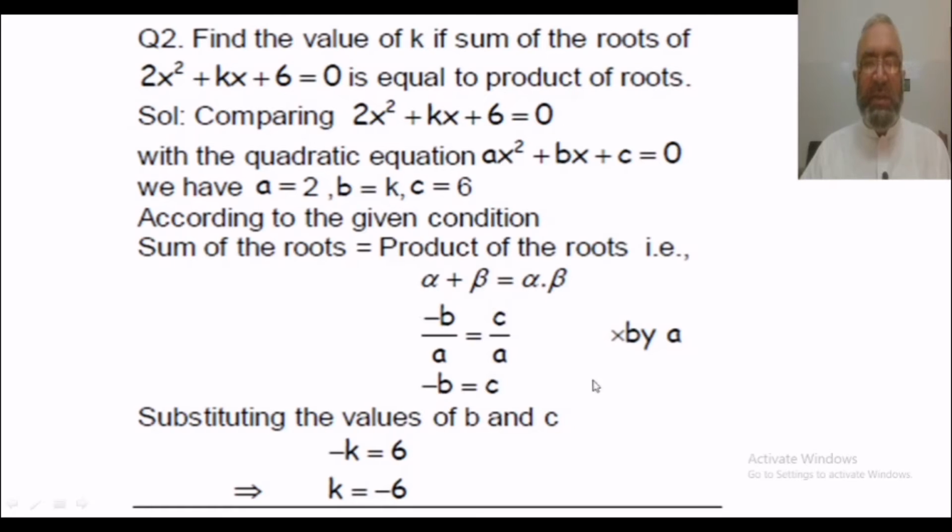Again we will get the same result, the same value of k is equal to minus 6. So this is the easiest way. According to the condition, sum of the roots is equal to product of the roots. Put their values, simplify it, and substituting the values of a, b, c, we get the unknown k.